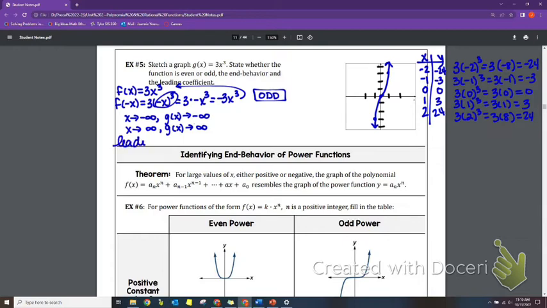And then it says, and the leading coefficient. So what is our leading coefficient here? Remember, it's the number in front of the variable with the highest exponent. So it's going to be the 3. And let me change colors here real quick just so we can see it. It is going to be that 3. Remember, that's your leading coefficient.